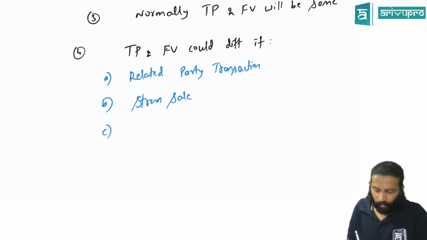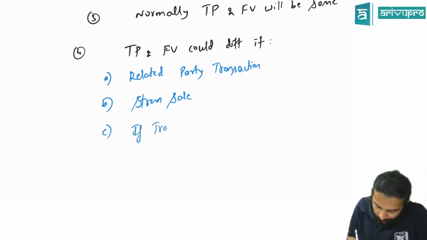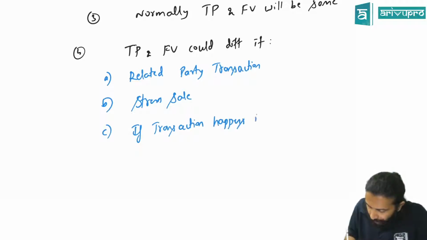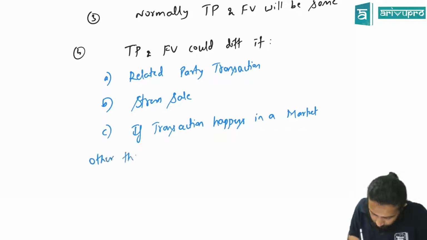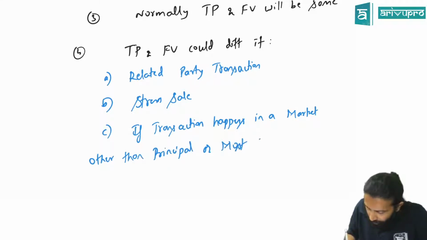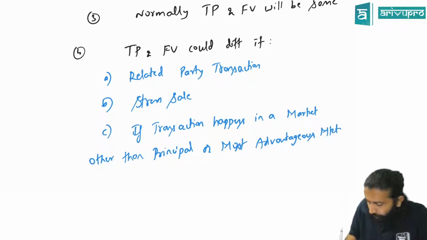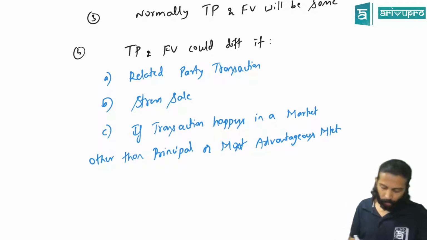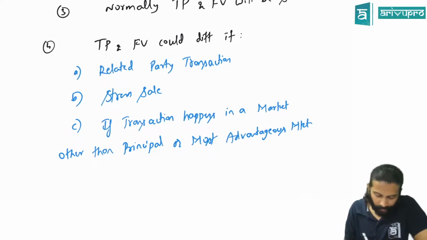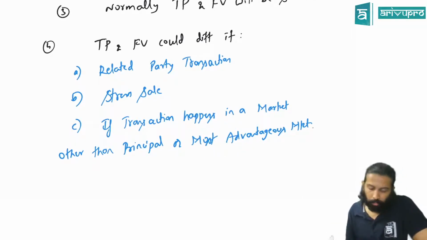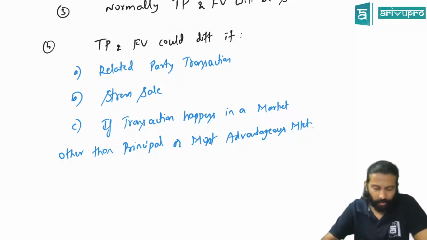They could differ. If the transaction happens in a market other than the principal or most advantageous market. Normally you transact in what? Principal or most advantageous market, yes? But if you are transacting in any other market, then it's possible that transaction price and fair value could be different. Let me give you an example.